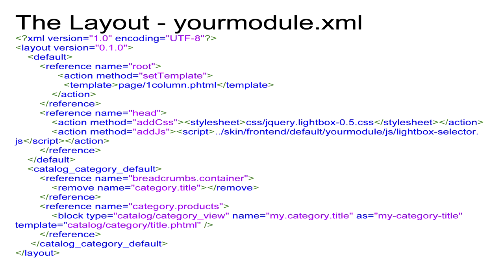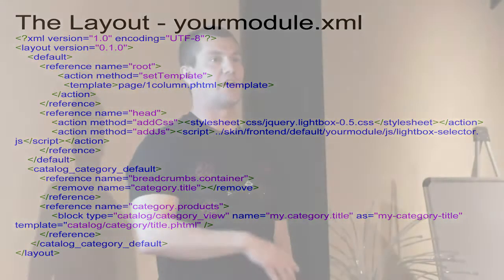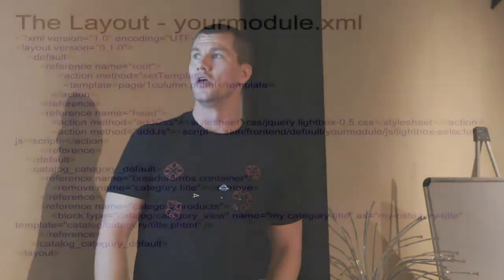Here's how this would work. For the default handle, which is loaded on every page request, for the root, I want to set the template to be one column. That's one way you could change which layout file is going to be the root of all your page requests. You can also do this in the backend configuration as well.